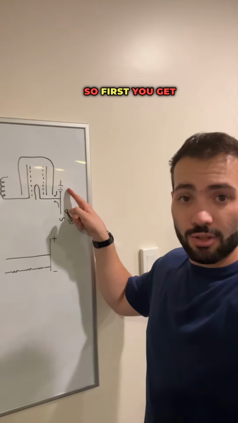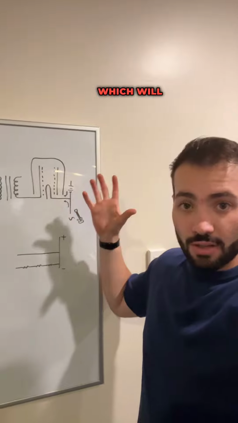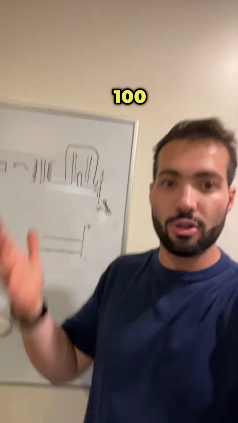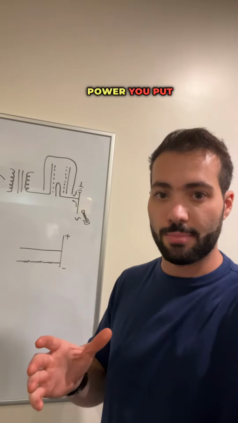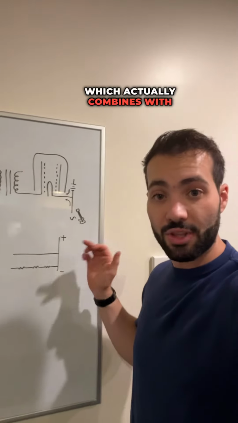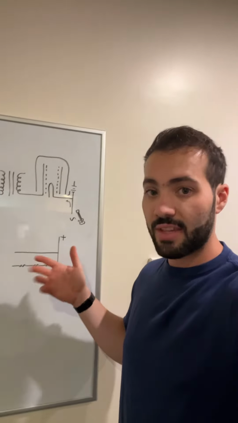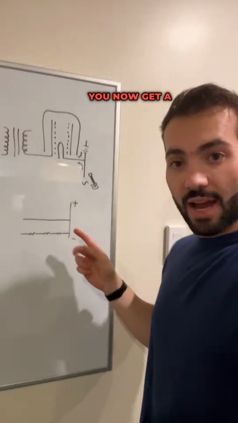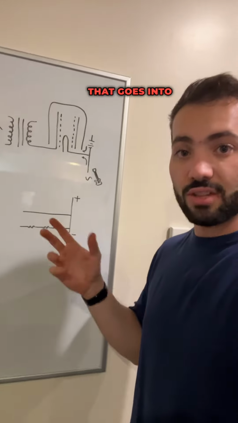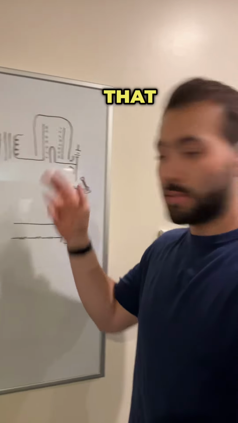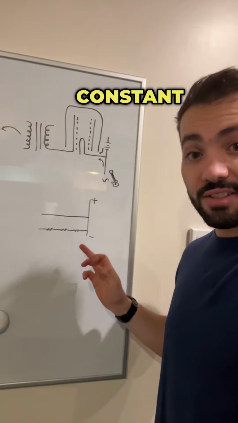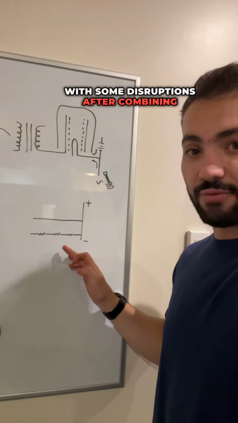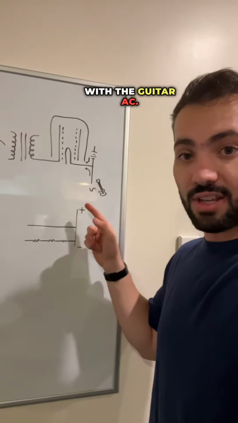So first you get your power source, which will come in usually somewhere between 10, 15, all the way up to 100 watts, depending on how much extra power you put into it, which actually combines with your AC signal from your guitar, as explained in my last video. Now, when these two get combined, you get a phase diagram that goes into the tube that looks something like this: a constant DC negative from the power source with some disruptions after combining with the guitar AC.